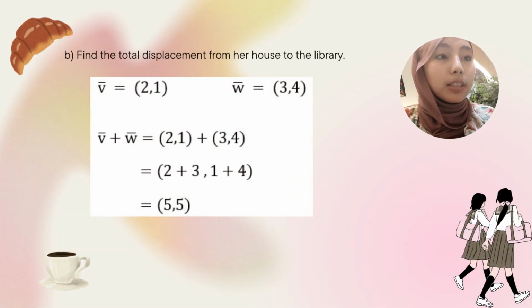Let's now move on to question B. Find the total displacement from her house to the library. As we know, vector v is (2, 1) and vector w is (3, 4). We need to do the addition and then we will get (5, 5).